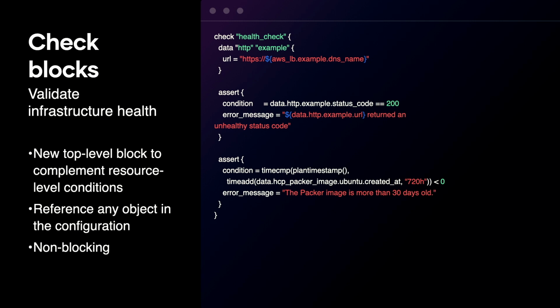So these are a top-level block. They also run as the very last step of a plan and apply. So that means they have visibility across, you can use any of the objects in the configuration. So variables, locals, data sources, resources, even child module outputs can be used in the assertions of a check block.